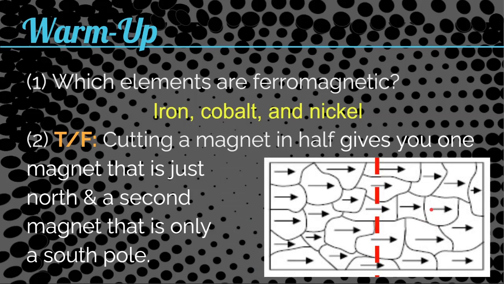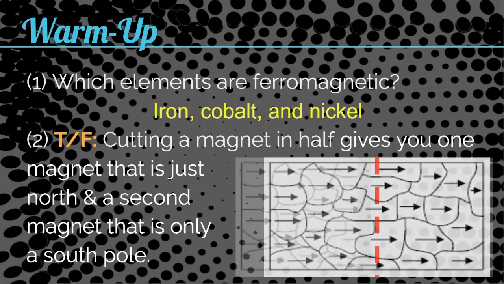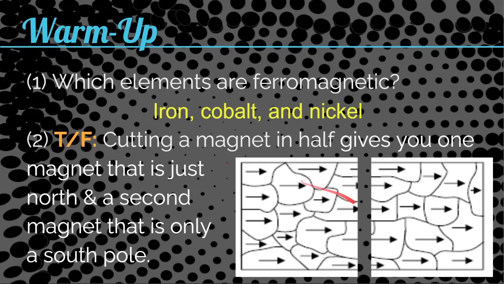Remember these domains that we talked about? If I cut this magnet in half, I still have a front end and a back end, if you will, to each half. The arrows are still all pointing that same direction. So we still have something that looks like this if it's cut in half, which means we still have a north and a south pole on each of those halves of the magnet. So if you cut a magnet in half, you simply get 2 smaller magnets.